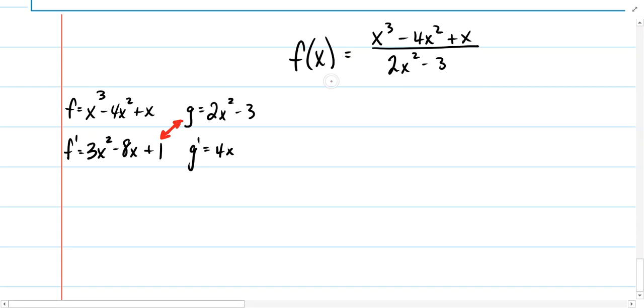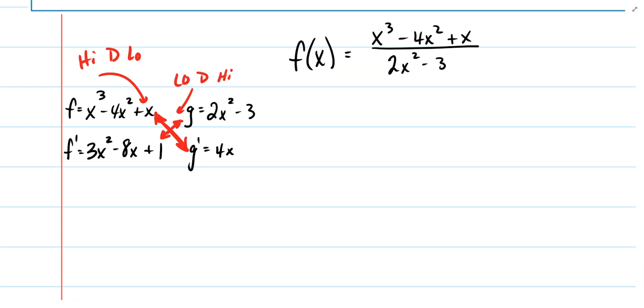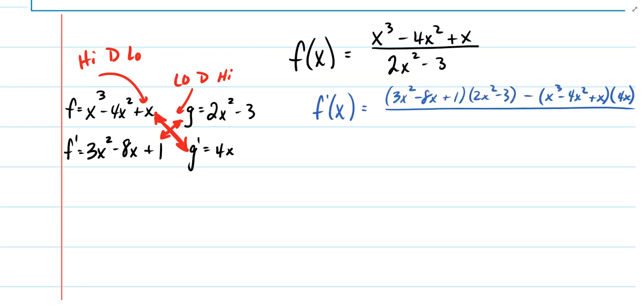This is our lower function g times the derivative of the higher function f. This is our low d high phrase. So low d high. And then we'll multiply these two, and that product would be our high d low, the upper function times the derivative of the lower function. So low d high minus high d low. Let's start with that first.